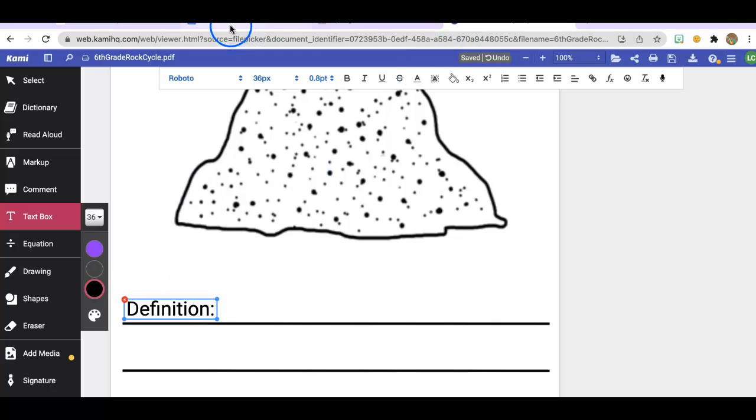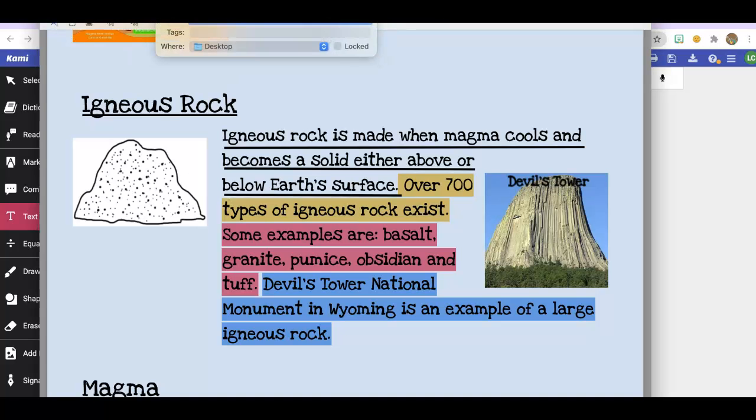So I'm going to go back to my fact and definition sheet, and I'm going to look at the definition. Now you should have this on your desk, so you won't really need to flip back and forth like I have to do right now. So the definition is, igneous rock is made when magma cools and becomes solid either above or below Earth's surface. So let's write that.